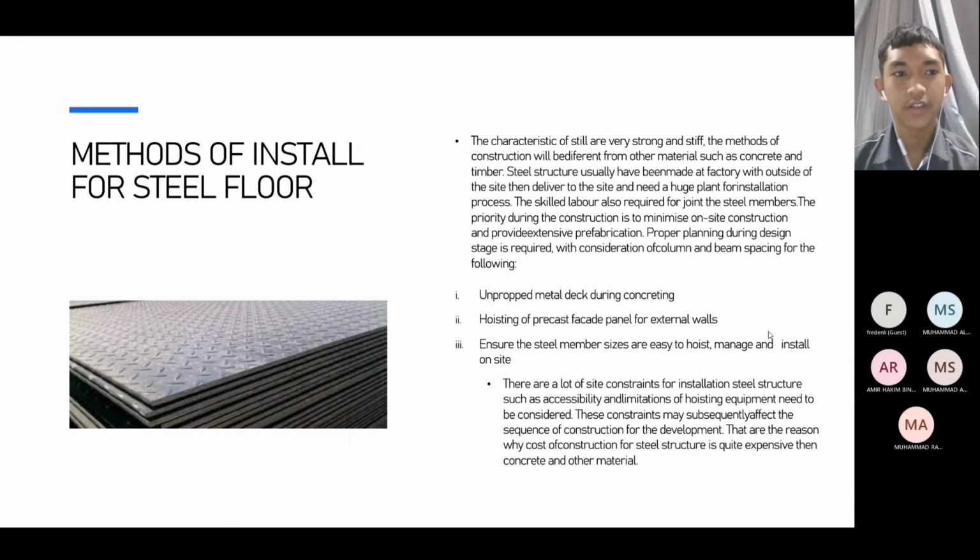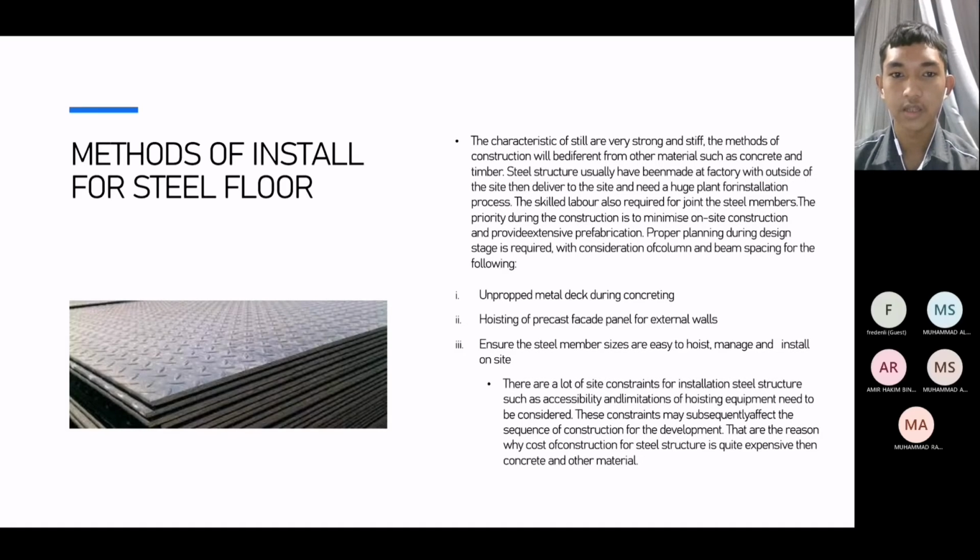Method of install for steel floor. The characteristics of steel are very strong and stiff. The method of construction will be different from other materials such as concrete and timber. Steel structures usually are made at a factory outside of the site, then delivered to the site and need a huge plant for the installation process. Skilled labor is also required to join the steel members. The priority during construction is to minimize on-site construction and provide extensive prefabrication.